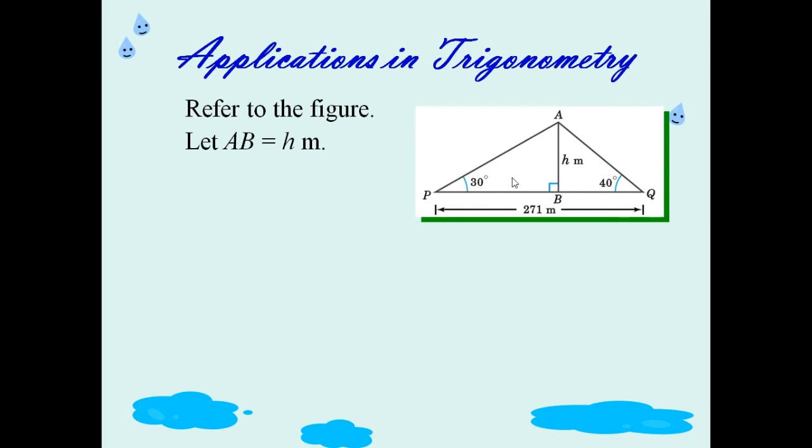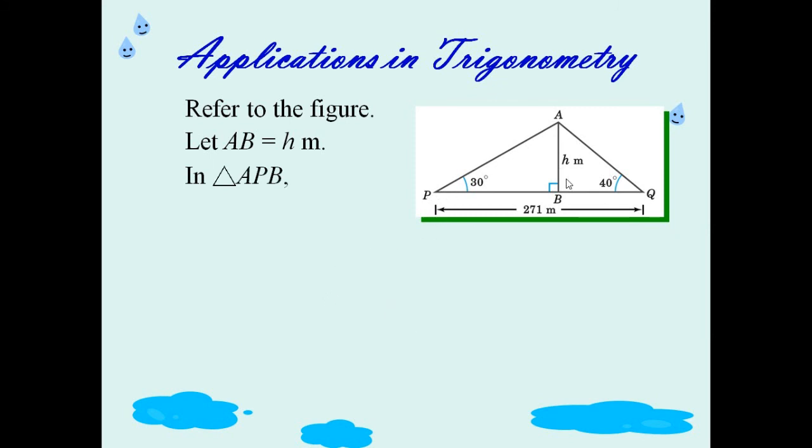This is 30 degrees, so we can calculate this length, and in this triangle I can calculate this length. If I want to calculate this length, I can find the PB in terms of H and the BQ in terms of H. So the PB and BQ are in terms of H, and then adding them together, I get the answer, which is 271. This is an equation, and then we solve it.